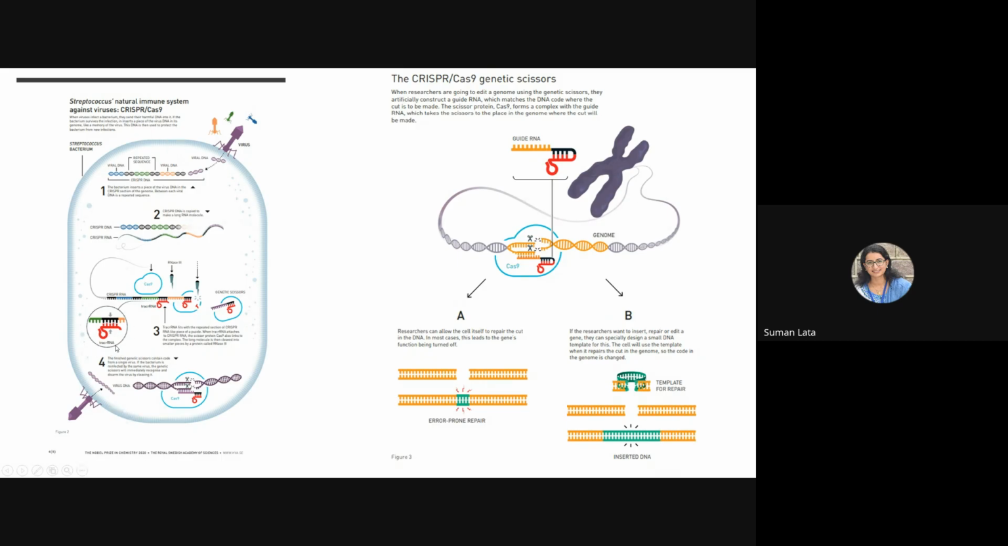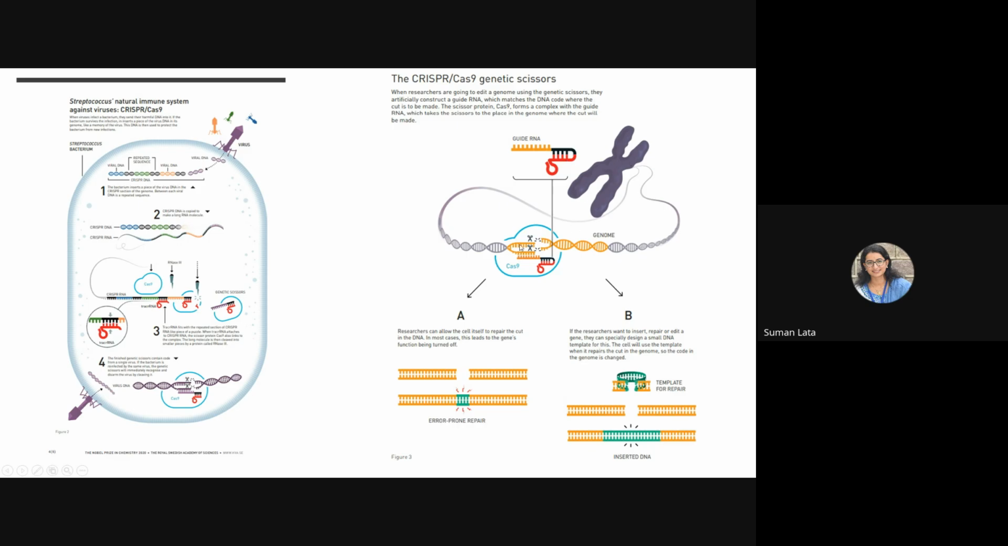So a genetic memory is created, and suppose this virus infects again, then the bacteria will recognize it. Its DNA is recognized by the bacteria, and it is cleaved. So this is the natural immune system which operates in bacteria against viruses, and this was used in genome editing to engineer plant and animal genomes.